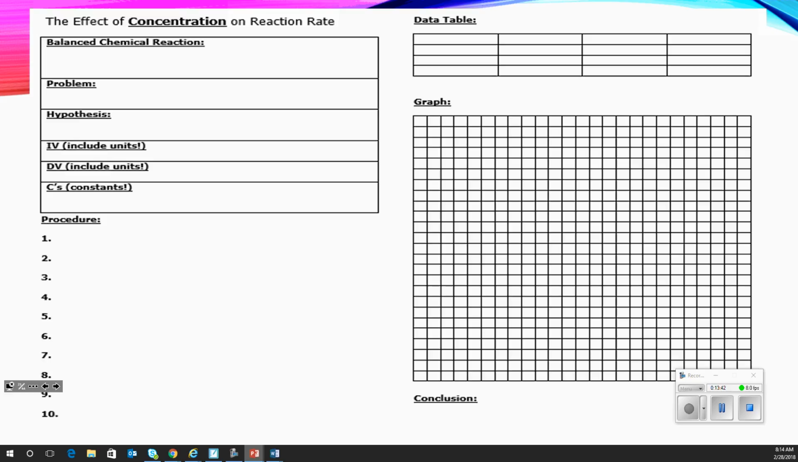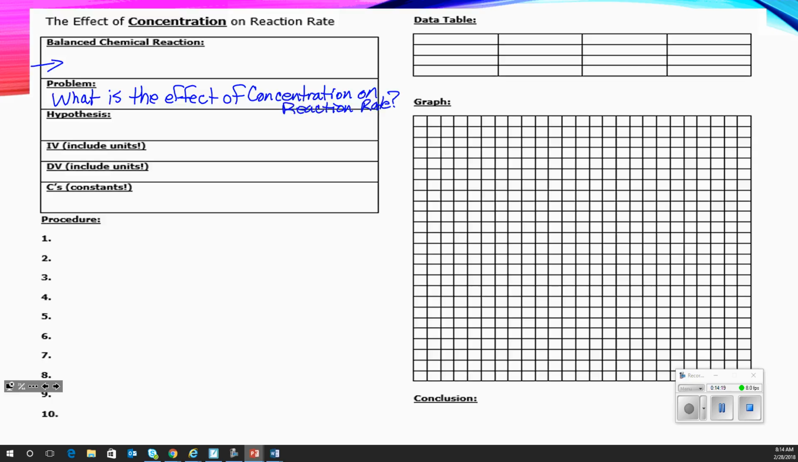Okay, so you've got your equation. Everybody done with your equation? I'm going to walk you through one of them so the other 2 will be easy. For the problem, all you have to do is reword the first thing. What is the effect of concentration on reaction rate? And I ran out of room, sorry. Done. Okay, so all I did is reword what was up at the top.